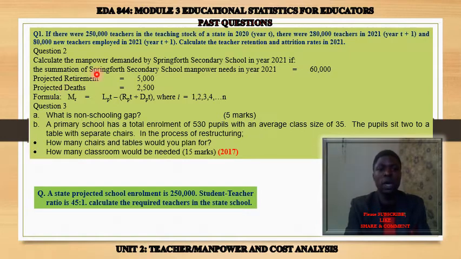The first question we have here is, if there were 250,000 teachers in the teaching stock of a state in 2020, year T, there were 280,000 teachers in 2021, year T plus 1, and 80,000 new teachers employed in 2021, calculate the teacher retention and attrition rates in 2021.